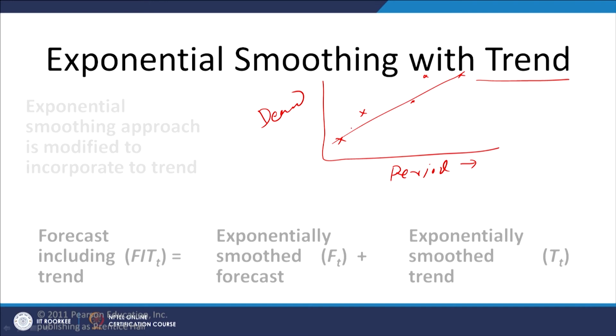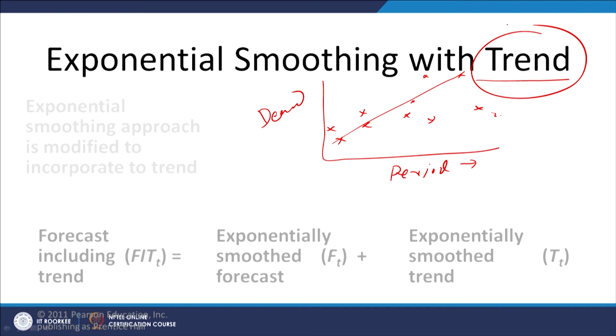Because if it is simply static, then using the simple moving average, weighted moving average or exponential smoothing, it can be done in a somewhat better way. But if there is a trend component, then this trend component must be incorporated, where data is consistently increasing as a function of period or time, or it is decreasing.